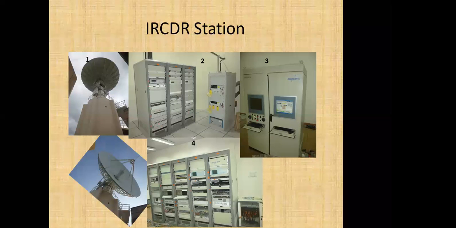Then we have the IRCTR stations. These are the bigger stations where we have an 11 meter parabolic antenna, and we have more baseband and RF equipment. So the first figure is showing the antenna, the 11 meter antenna. There are 4 IRCTR stations, and actually all these IRCTR stations are synchronized.